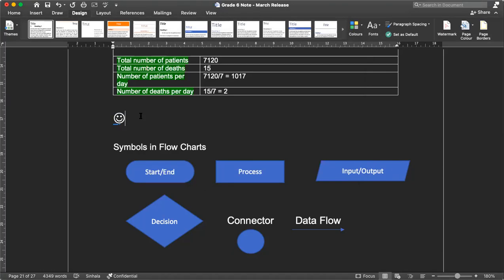Symbols are easy to understand, easy to recognize, and easy to communicate with. That's why we are using symbols here.